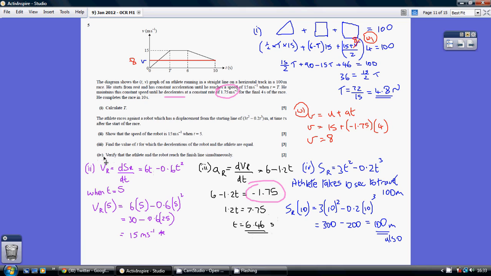Now for part 4, verify that the athlete and the robot reach the finish line simultaneously. Well, we know the athlete took exactly 10 seconds to travel the 100 meters. So if we substitute this 10 seconds into the robot's distance formula, we need to check we also get 100. So the distance traveled by the robot is this. Substituting 10 into this, we do indeed get 100 meters, so it also takes 10 seconds to cover 100 meters, showing that they reach the finish line simultaneously.